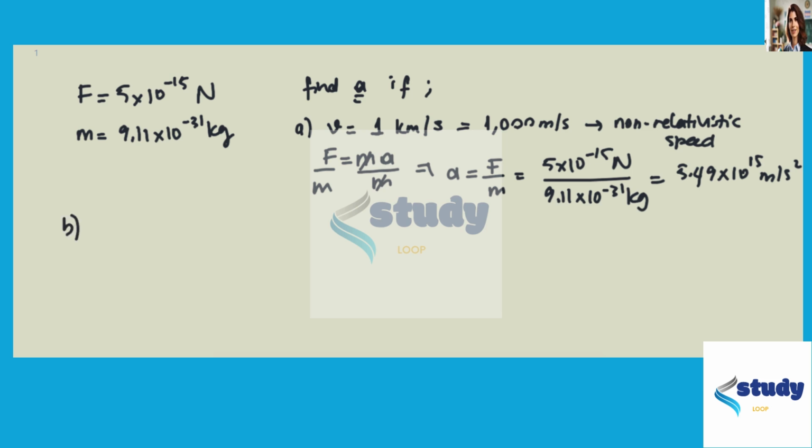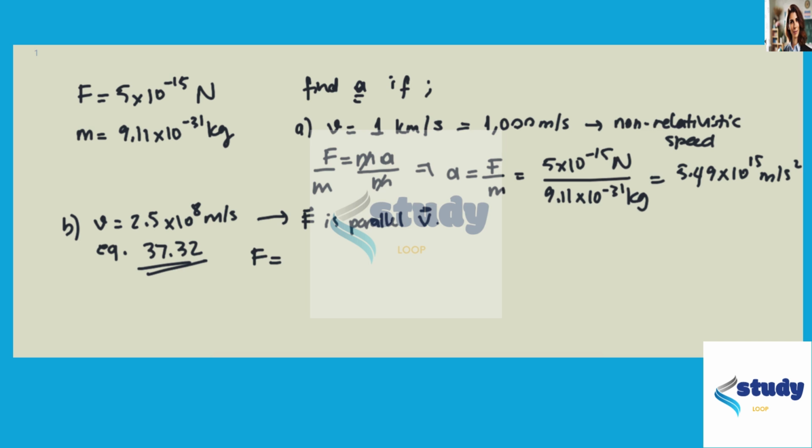Part B, find the acceleration if, now we're dealing with relativistic speeds, 2.5 times 10 to the power 8 meters per second. And there is an important part to this problem where it says F is parallel with respect to the velocity vector, because this is going to change everything. So I recommend you go back and revisit in your textbook equation 37.32. In that equation, it's going to specify the force, the relativistic force this time.